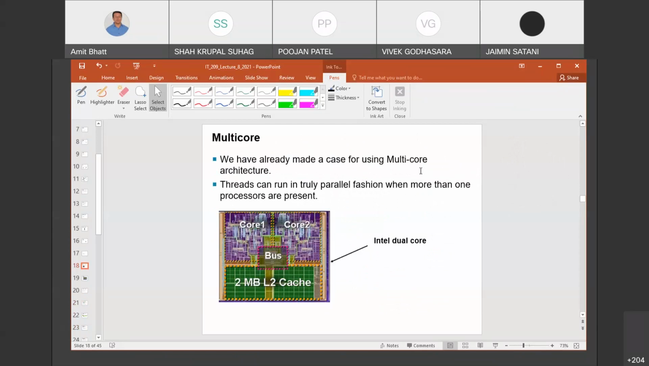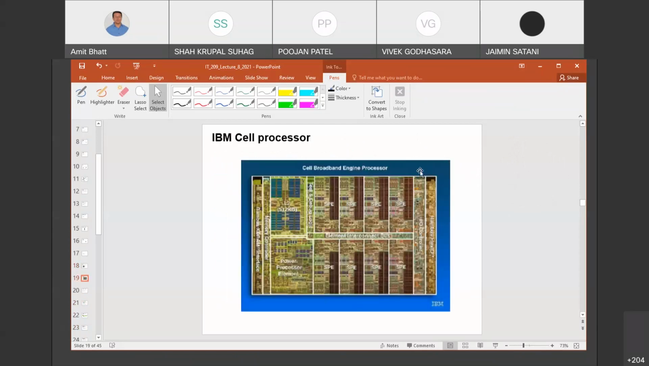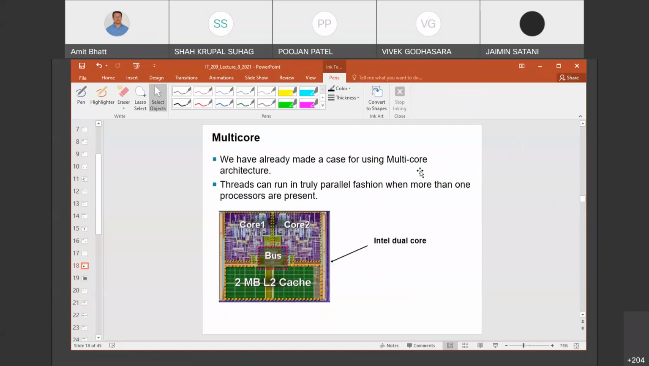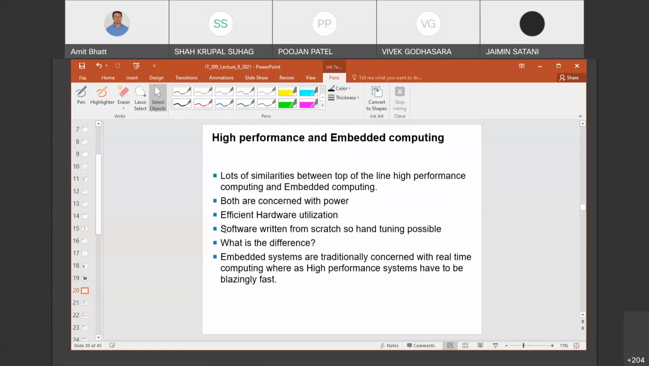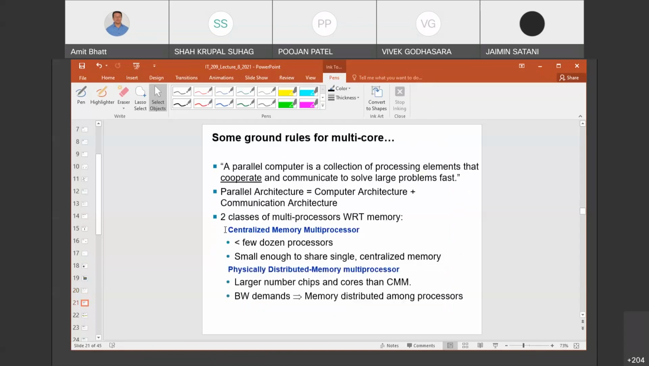So now we are coming to multi-core, and once again, as I told you, multi-core will have all the problems of your simple processor and of your superscalar processor, and it will have one additional problem. This additional problem would be cache coherency. So now you have got two types of process.